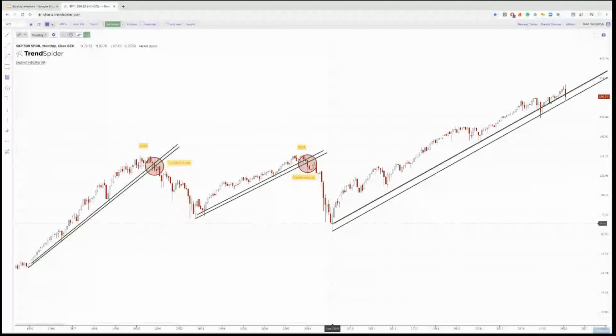And from your perspective, Nick, what are you thinking? Are you thinking this was a much needed correction because we're so overextended, or is this bigger move down last week maybe something to pay a little more attention to?